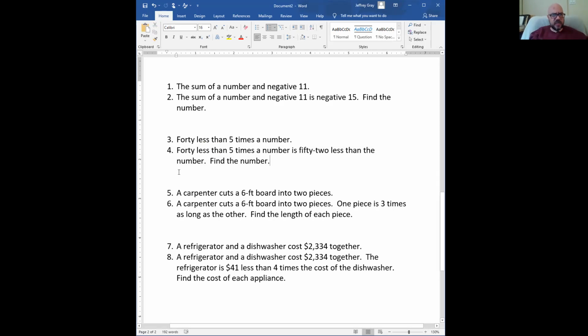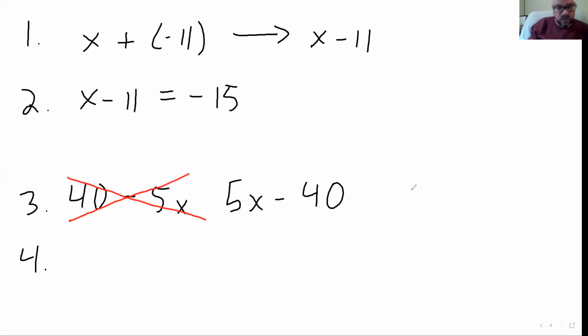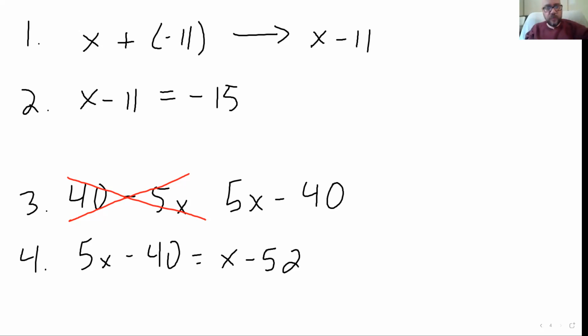So 52 less than the number, well, my number was called x, so this would be x minus 52, and again, subtraction's backwards. So what I have there is 5x minus 40 is x minus 52. Right, then we could solve that. Add 40 to both sides, subtract the x, divide by 4, and you get an answer. This is one where you probably can't just do that in your head. Even I struggle a little bit to do that in my head.